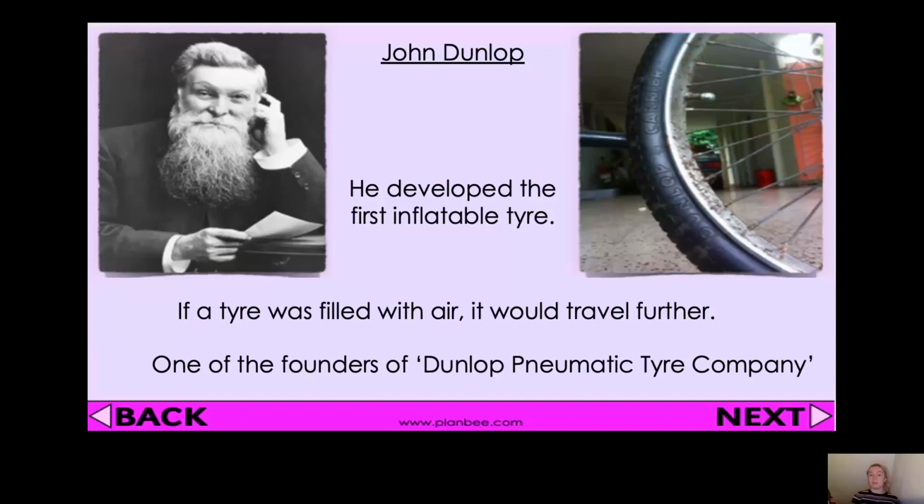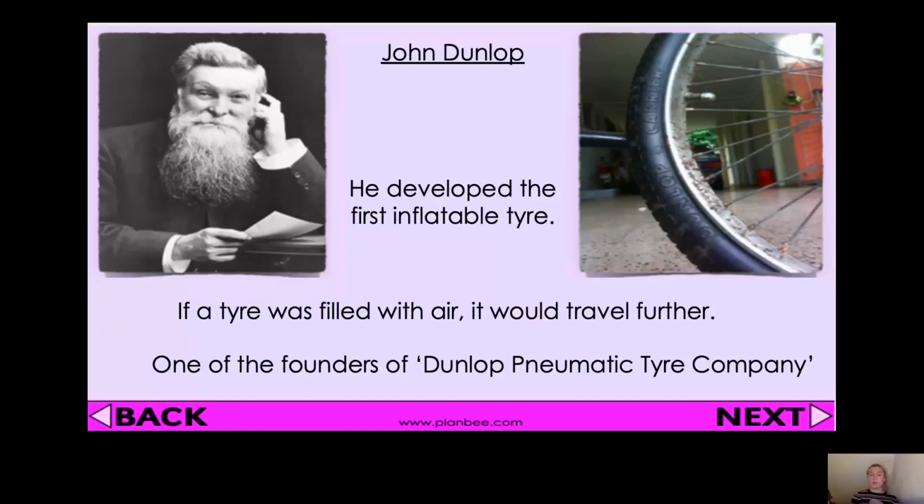Now, an inflatable tyre is a tyre where you have to pump air into it and it inflates, it gets bigger. So you'll find those on bikes and on cars. Now, he realised if you fill the tyre with air, it will travel further than a metal tyre. So before he invented these inflatable tyres, people used to use metal tyres.